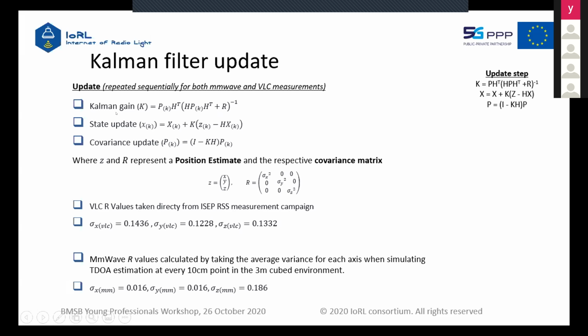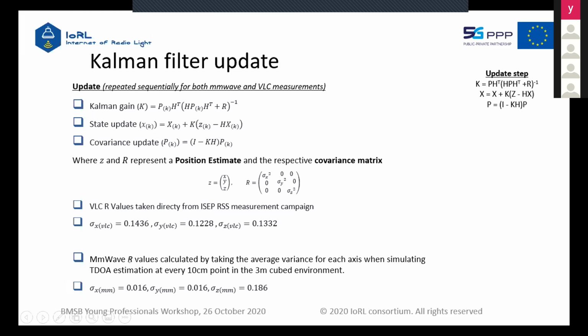We used the Kalman gain equation normally, then updated our state matrix, and then our covariance for that, where Z in these algorithms represents the position estimate that we get from either millimeter wave or VLC, and R represents the respective covariance matrix, so the uncertainty of that measurement. Our VLC values were taken directly from an ISEP received signal strength measurement campaign in a previous study, and you can see the values that we put in for our model here.